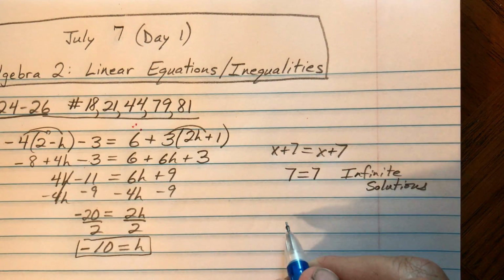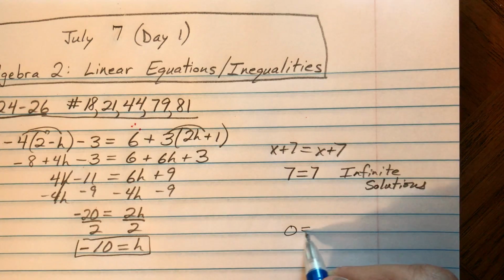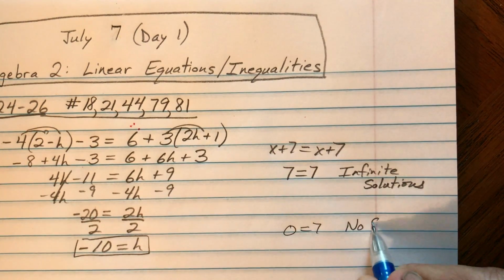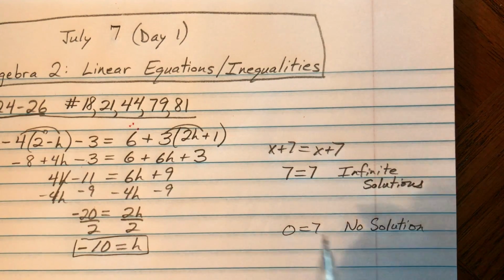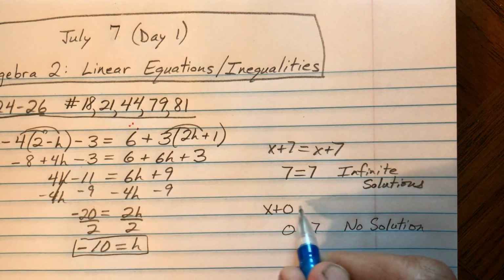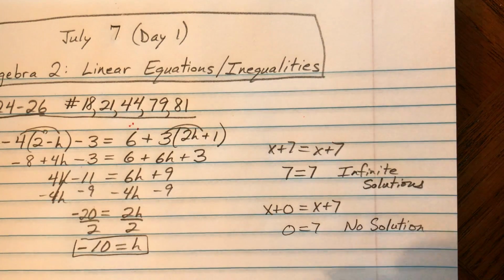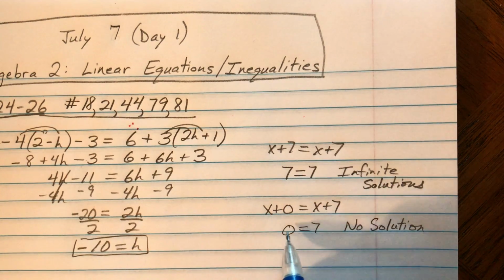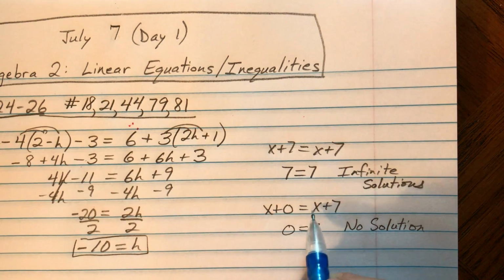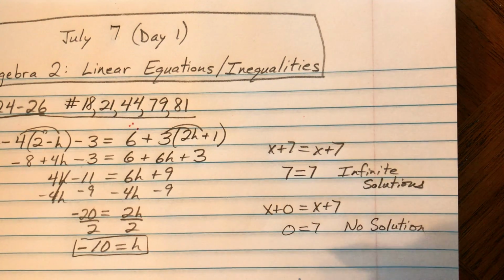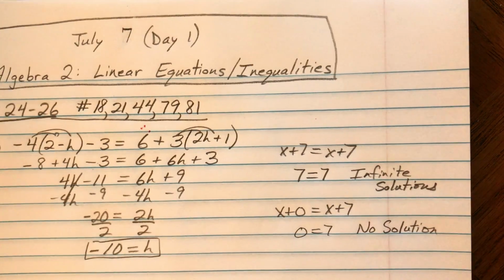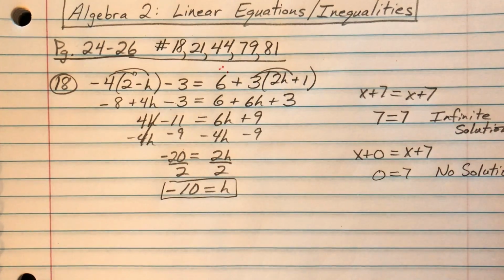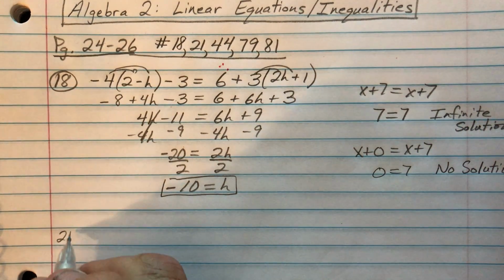The other situation is when you get like 0 equals 7. That means that there's no solution because that just doesn't make sense. So where that comes from is like x plus 0 equals x plus 7. If you subtract x from both sides, you'll be left with 0 equals 7. You cannot plug in 1,000 for both x's and have both sides ever be the same. It would say 1,000 equals 1,007. There's just no solution. All right, let's try number 21.